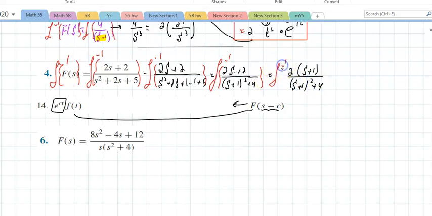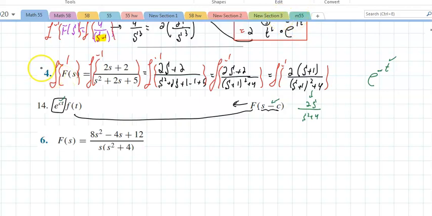And do we agree that if I'm looking at this, e to the negative t, remember those are opposites, will make this 2 over 2s over s squared plus 4. That's how we take care of a shift every time. Something you should really consider.